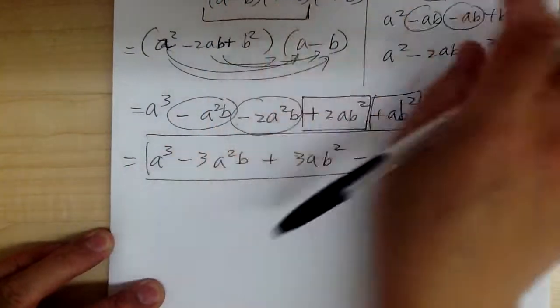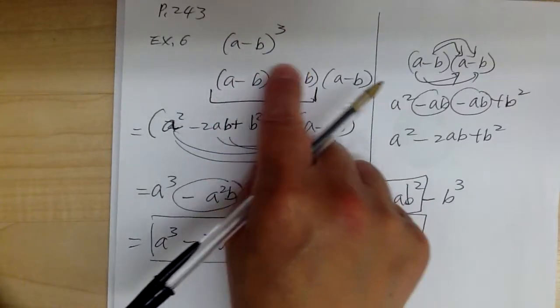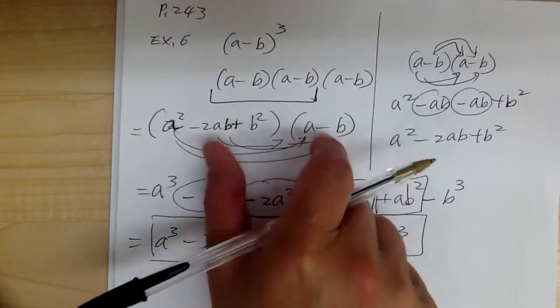So again, when you have 3 of these, you can only do 2 at a time. So multiply these 2 first, and after that, multiply by the next parentheses.